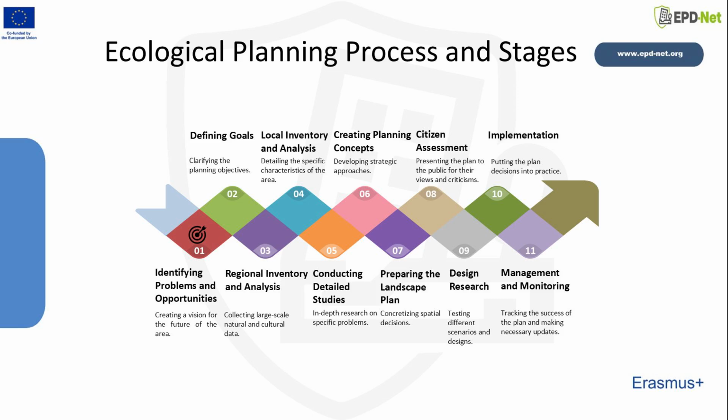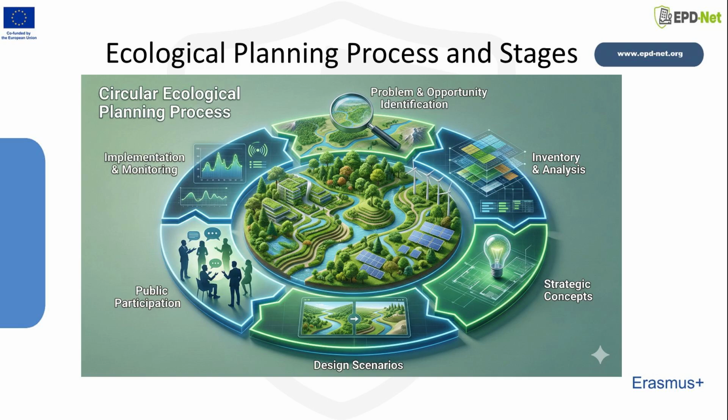Based on this knowledge base, detailed studies focusing on specific issues are conducted, and strategic planning concepts and alternative planning approaches are developed. These concepts are then translated into concrete spatial and landscape proposals, and different design scenarios are tested and evaluated. An essential stage of the process involves presenting the plan to the public and relevant stakeholders to incorporate feedback and assessments. Finally, the plan is implemented, and its performance is continuously monitored, allowing for necessary adjustments and updates to ensure the long-term effectiveness and adaptability of the planning process.